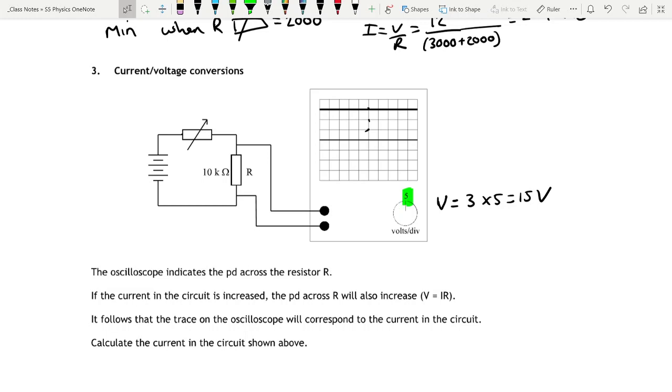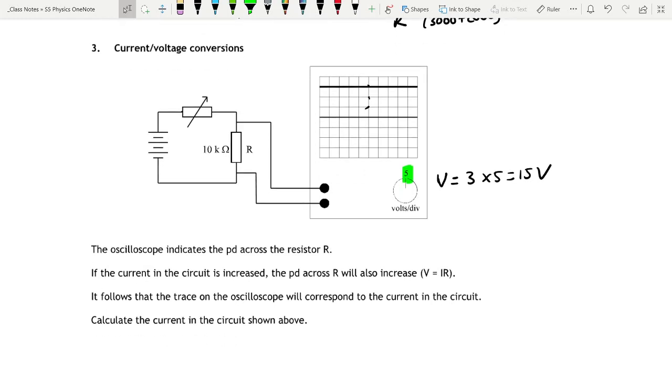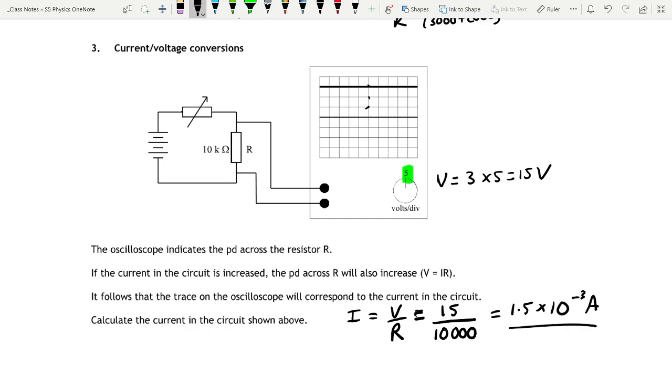So calculate the current in the circuit shown above. So we've got the voltage of that resistor is 15 volts. We just worked it out by looking at the oscilloscope. So the current is the voltage of that resistor divided by the resistance of that resistor. So voltage is 15 volts across it, and the resistor is 10 kilo ohms, so 10,000 ohms. So that comes to 1.5 times 10 to the minus 3 amps. So we can use it to help us find the current.